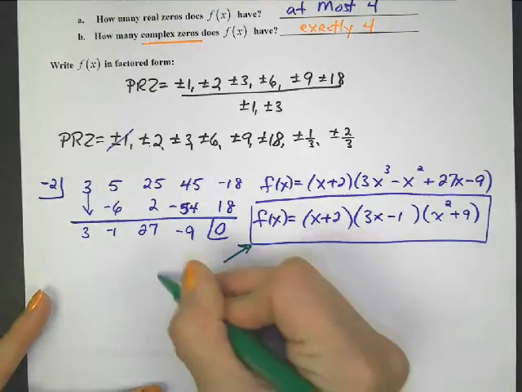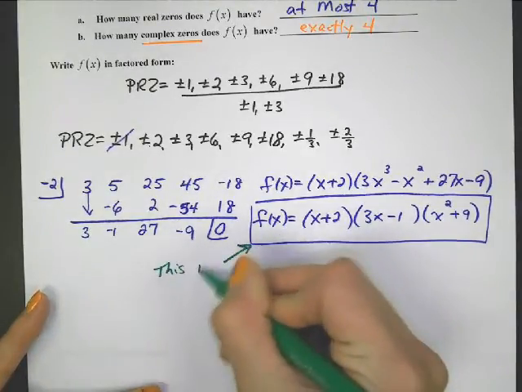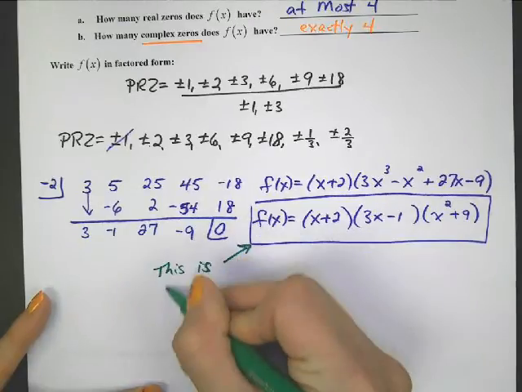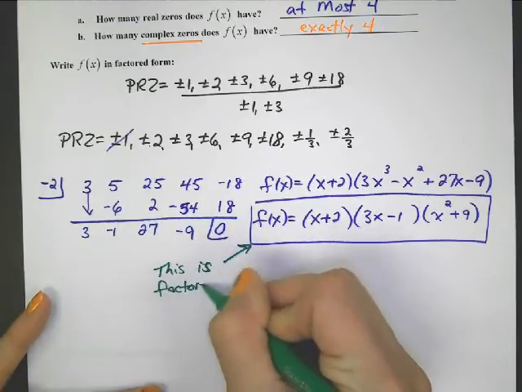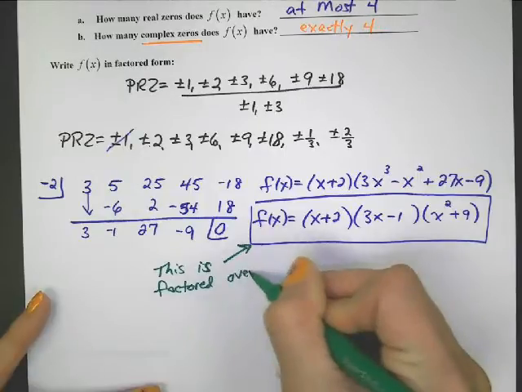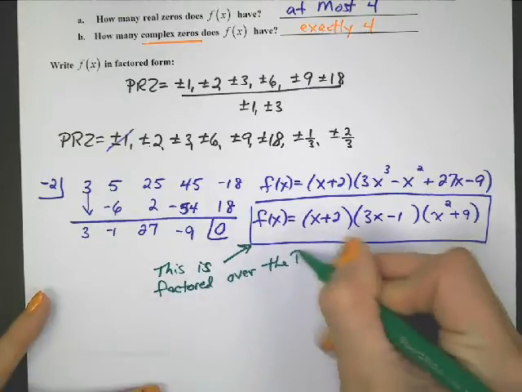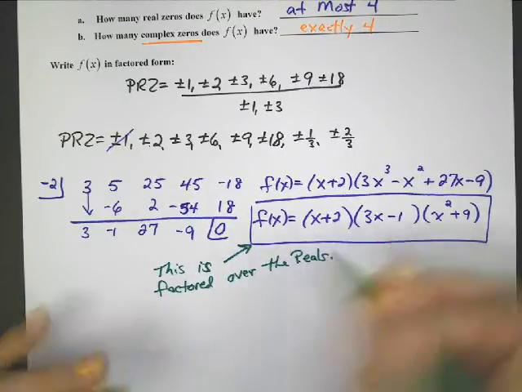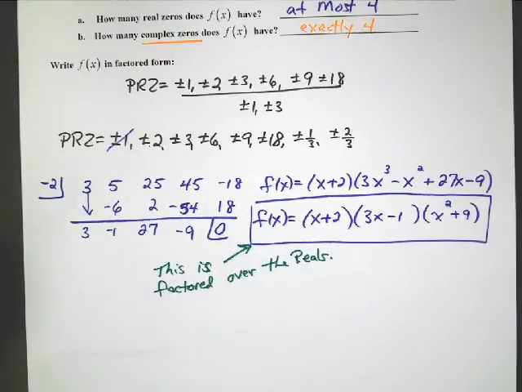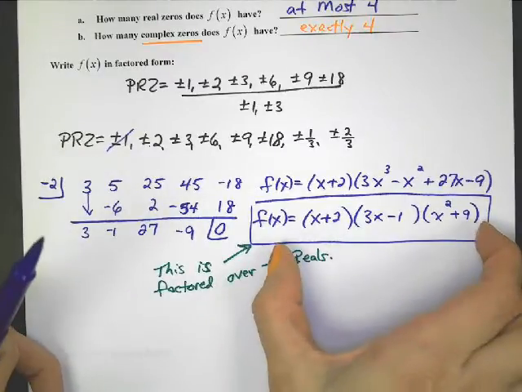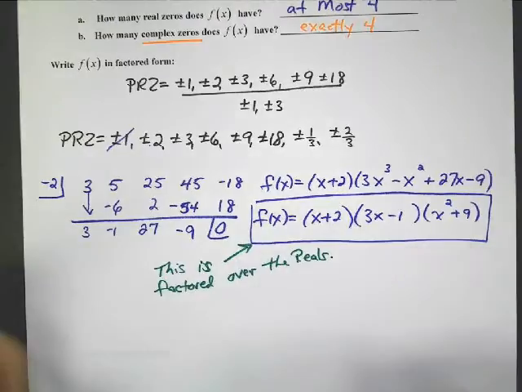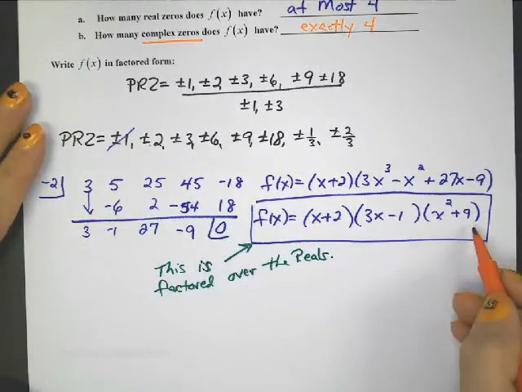This one right here, this is factored over the reals. If the directions on the test say factor over the reals, you're done. This is completely factored as far as I can go. But if we're allowed to use imaginaries, then we can do some work right here.